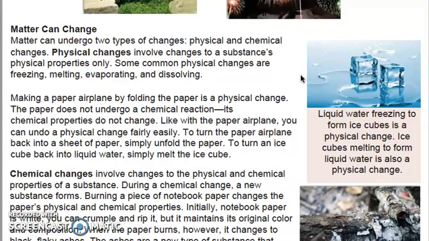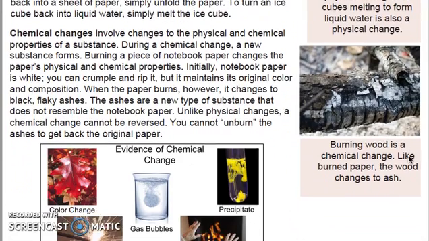Like with the paper airplane, you can undo the physical change fairly easily. To turn the paper airplane back into a sheet of paper, simply unfold the paper. To turn an ice cube back into liquid water, simply melt the ice cube. Right here it says liquid water freezing to form ice cubes is a physical change. Ice cubes melting to form liquid water is also a physical change.